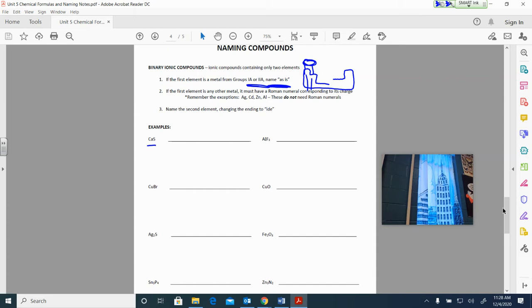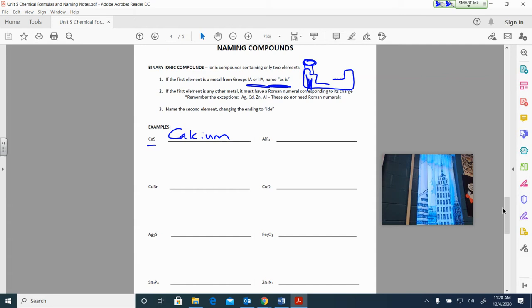So I'm going to go find Ca in the metal section. It is in groups 1 or 2. Ca is in this second column here. So I'm just going to write its name. Calcium, like that. Done. Okay, so I just wrote its name.